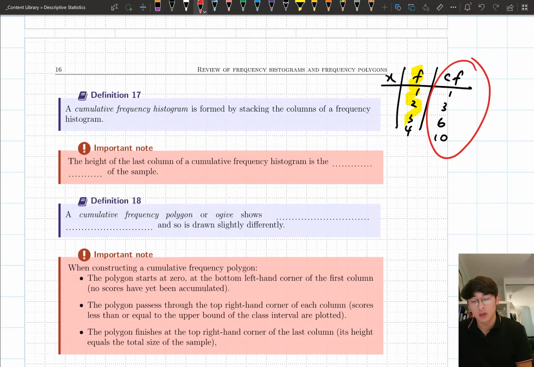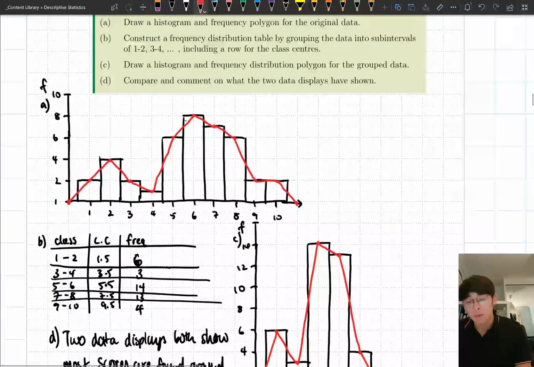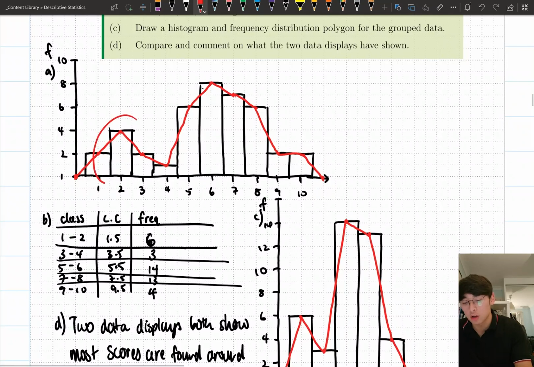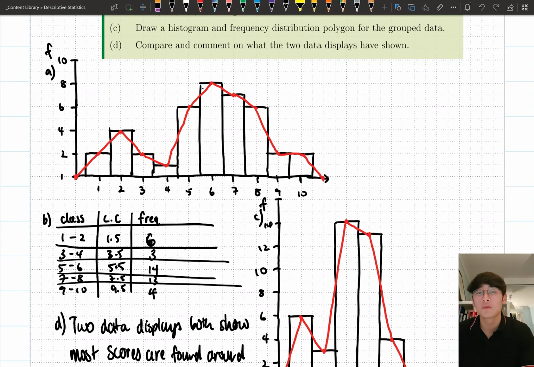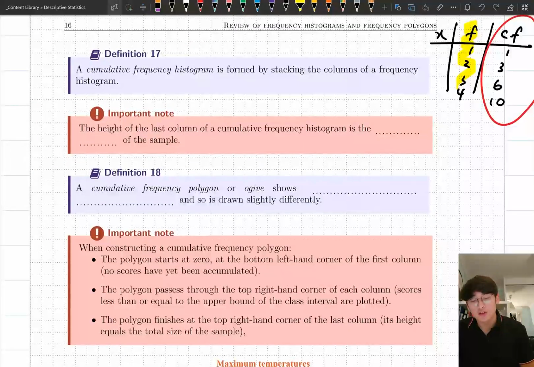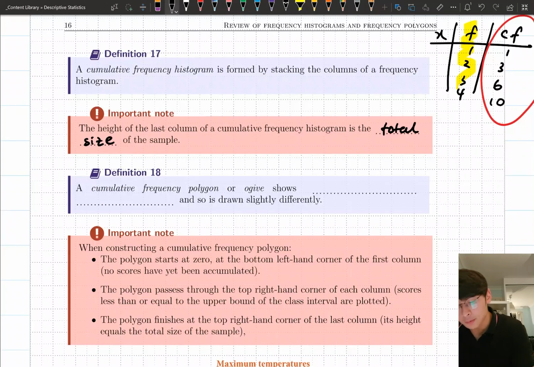So the cumulative frequency histogram is formed by stacking the columns of a frequency histogram. What we're imagining is we're taking each one of these individual columns and stacking. Each one of the columns for each of the scores is just going to be taken by stacking on all the previous ones on top of that score. So here, the height of the last column of a cumulative frequency histogram is the total size of the sample.